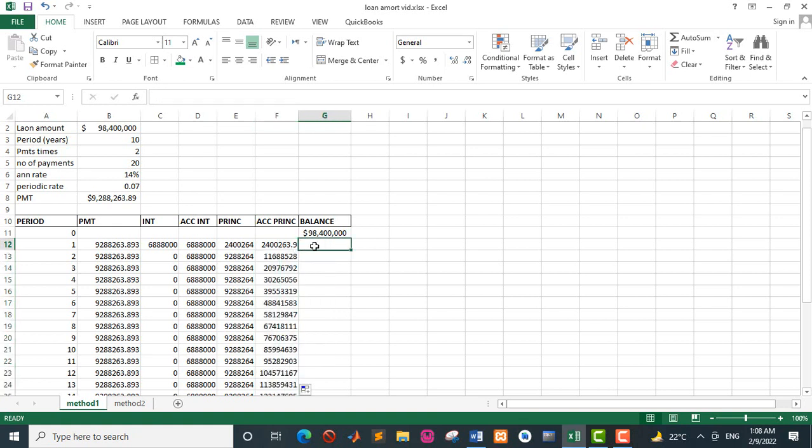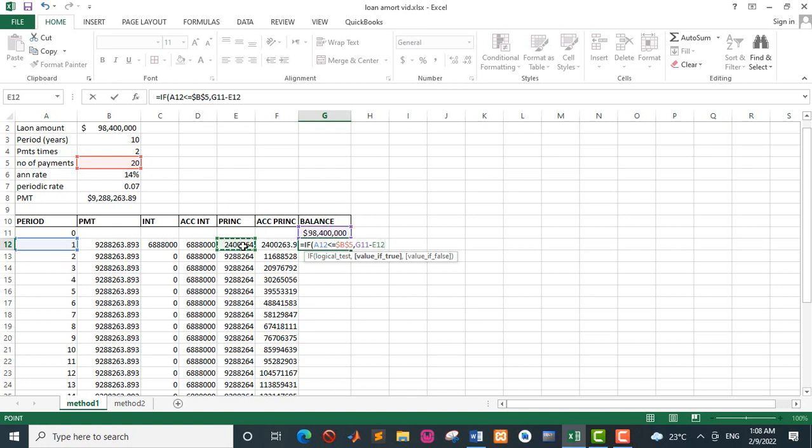Now to get the balance, remember it is the principal that is used to recover this amount, implying that we shall get this value minus the principal in order to get the balance at a given time. So we shall say that if the period starting from 1 is less than or equals to 20, we fix. What should happen? We should get previous balance minus the principal paid, and we shall be able to get the current balance. Else, we end the process.